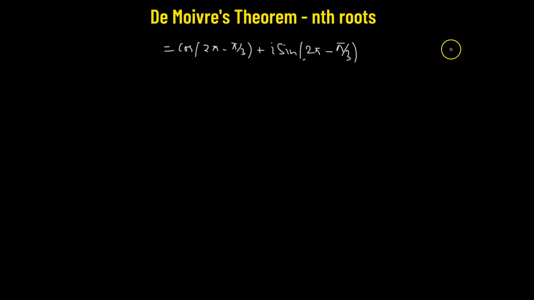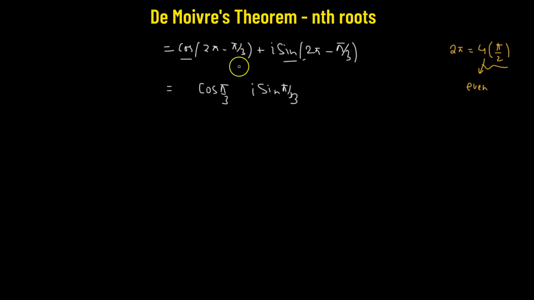Now we know that 2 pi is also equivalent to 4 multiplied by pi over 2. The reason we're writing it in this particular format is that it tells us that 2 pi, or 4 times pi over 2, is an even multiple. Since 4 is an even number, here we have an even multiple of pi over 2. So whenever we have an even multiple of pi over 2, cosine will remain as cosine and sine will remain as sine. So we'll have cosine of pi over 3 and iota times sine of pi over 3.